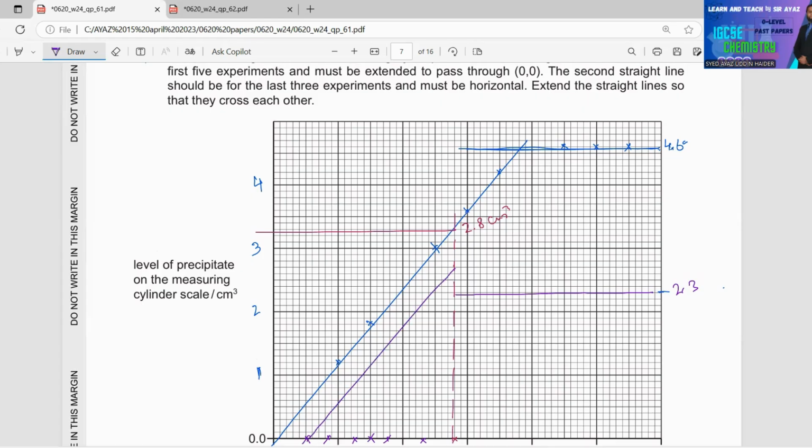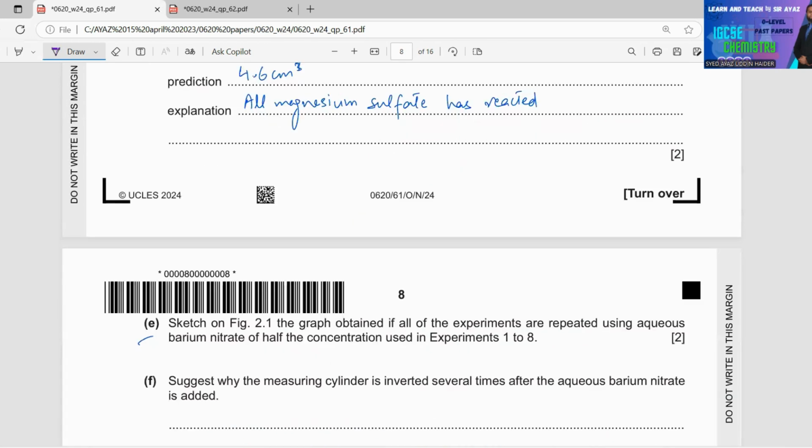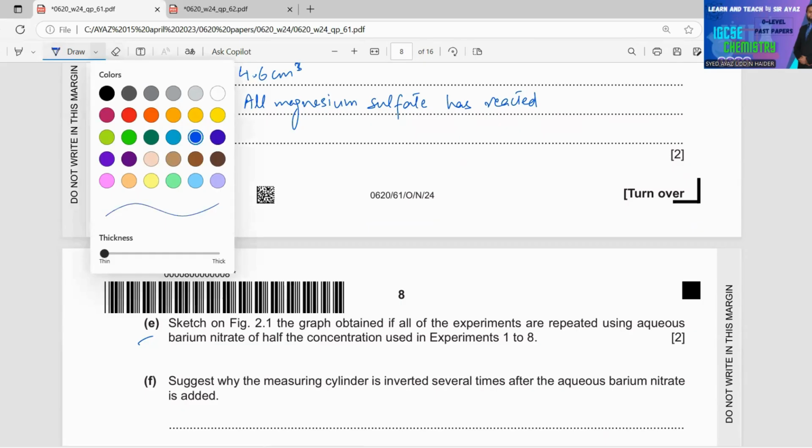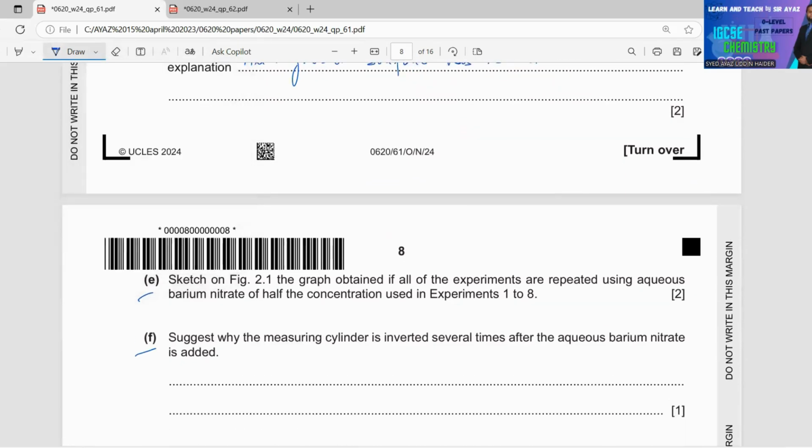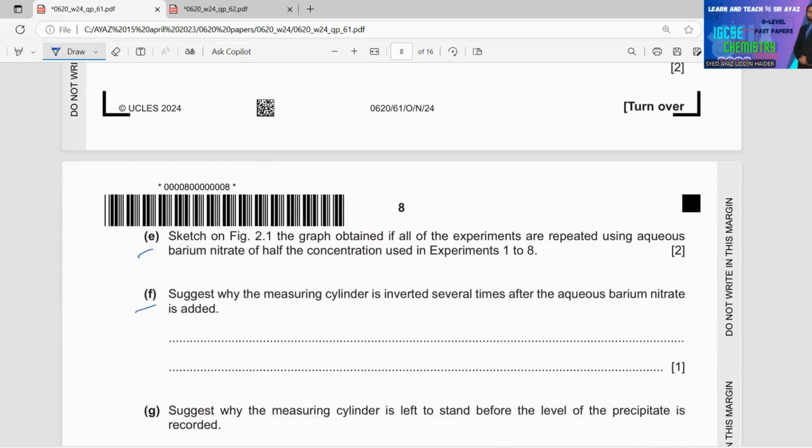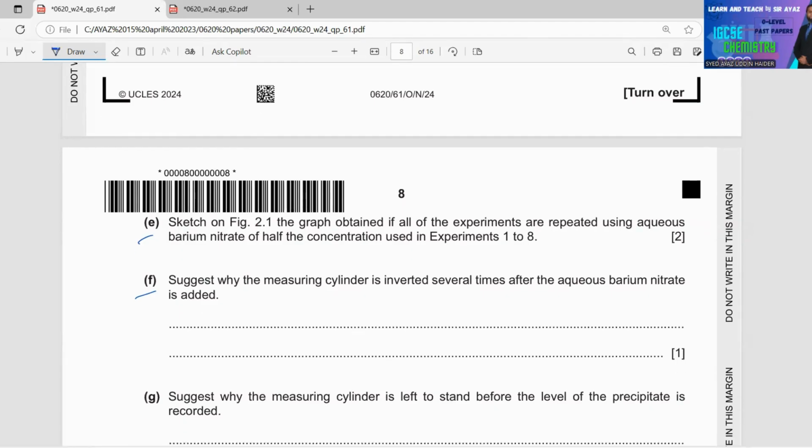So this will be the final graph you'll get in this case. F. Suggest why the measuring cylinder is inverted several times after the aqueous barium nitrate is added. So the reason is that in order to mix the reactants or solution, so there will be uniform or equal distribution of concentration throughout the mixture.